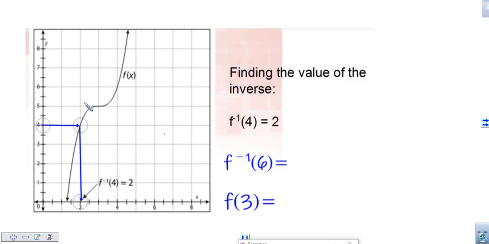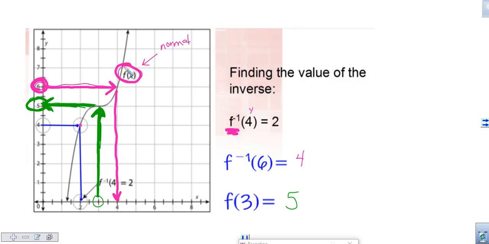Now we're given the graph, and we're asked to find the inverses. It works pretty much the same way. The key here is you want to make sure you focus on the f of x part.